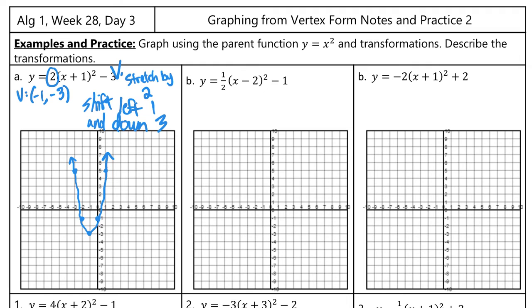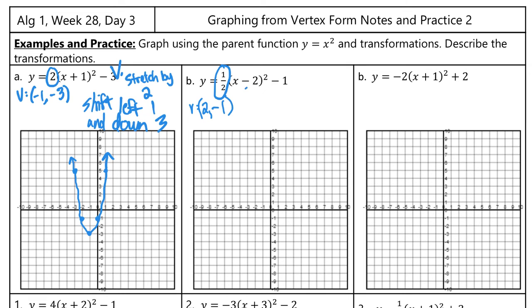Okay, on this next one, oh no, it's a fraction. What do we do? So if timesing by 2 stretches it by 2, then timesing by 1/2 stretches it by 1/2. Oh wait, that would actually be a shrink, right? So this graph is actually going to be wider because it's going up more slowly than the previous one. So I'm still going to start with the vertex at 2, -1.